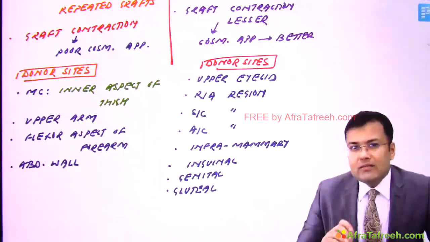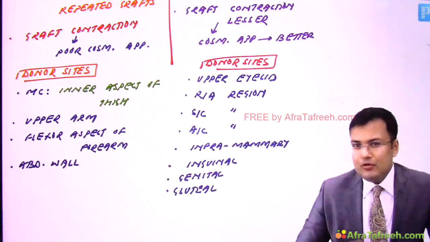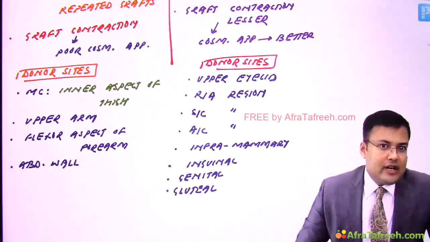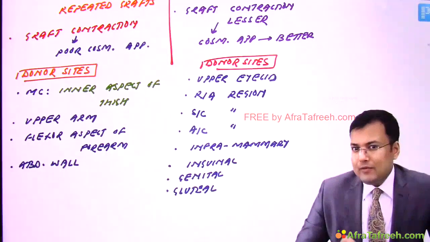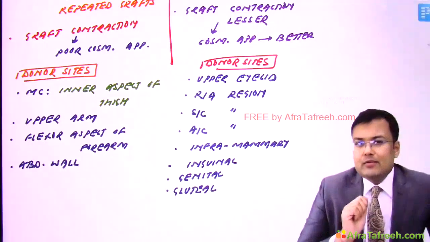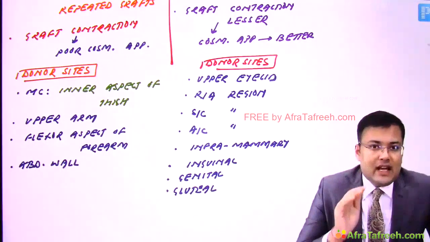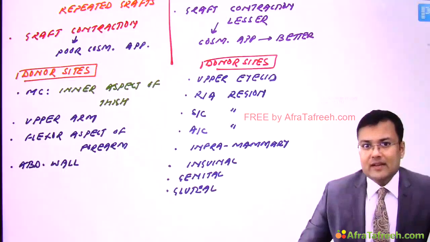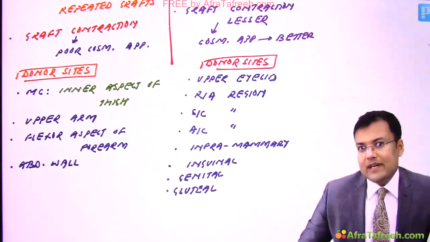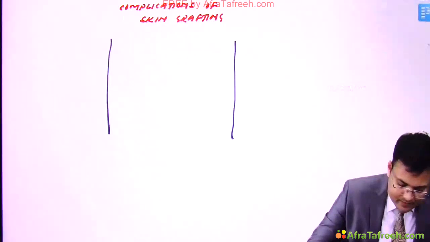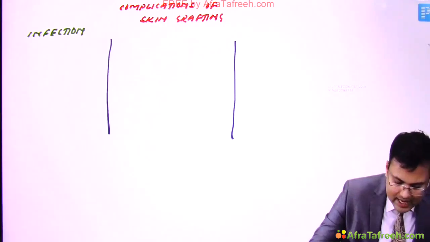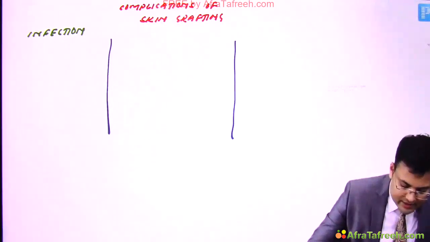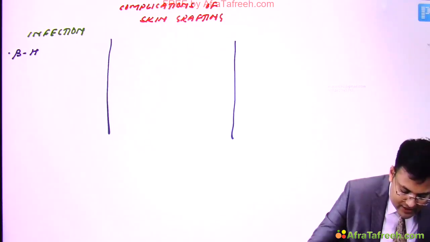What are the other complications? There is one organism whose presence is an absolute contraindication for skin grafting. Which organism? Beta hemolytic streptococci. Why? Beta hemolytic streptococci produces hyaluronidase, and this hyaluronidase is going to destroy the split thickness skin graft. Clear? So what are the complications of skin grafting? First is infection. We discussed the presence of which organism is an absolute contraindication: it's the beta hemolytic streptococci.